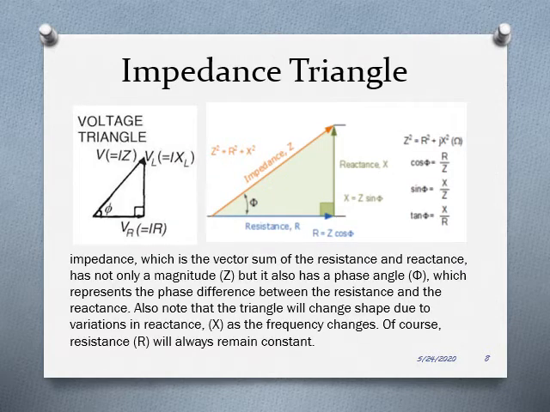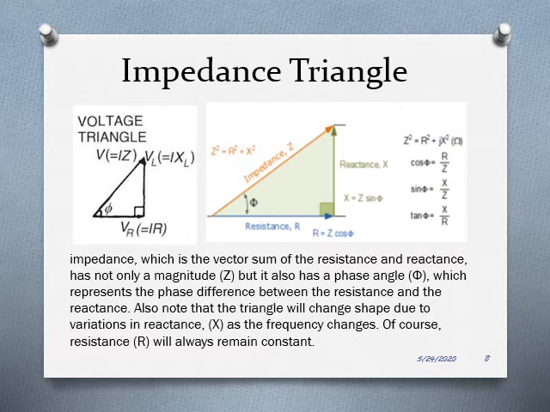Next is impedance triangle. An impedance triangle you can easily derive from a voltage triangle. This is also a right angle triangle in which the hypotenuse portion is the voltage of the entire circuit. That is the voltage across the impedance. V is equal to IZ.